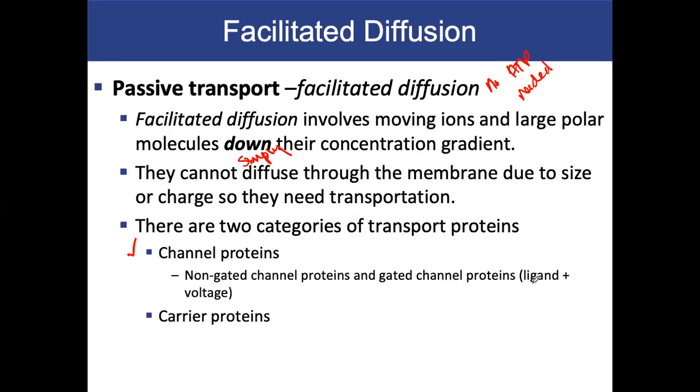So ligand means something binds to that channel protein and pops it open. Voltage gated means you hit a certain voltage inside the cell and it pops open. And then there's carrier proteins. So let's look at those guys.